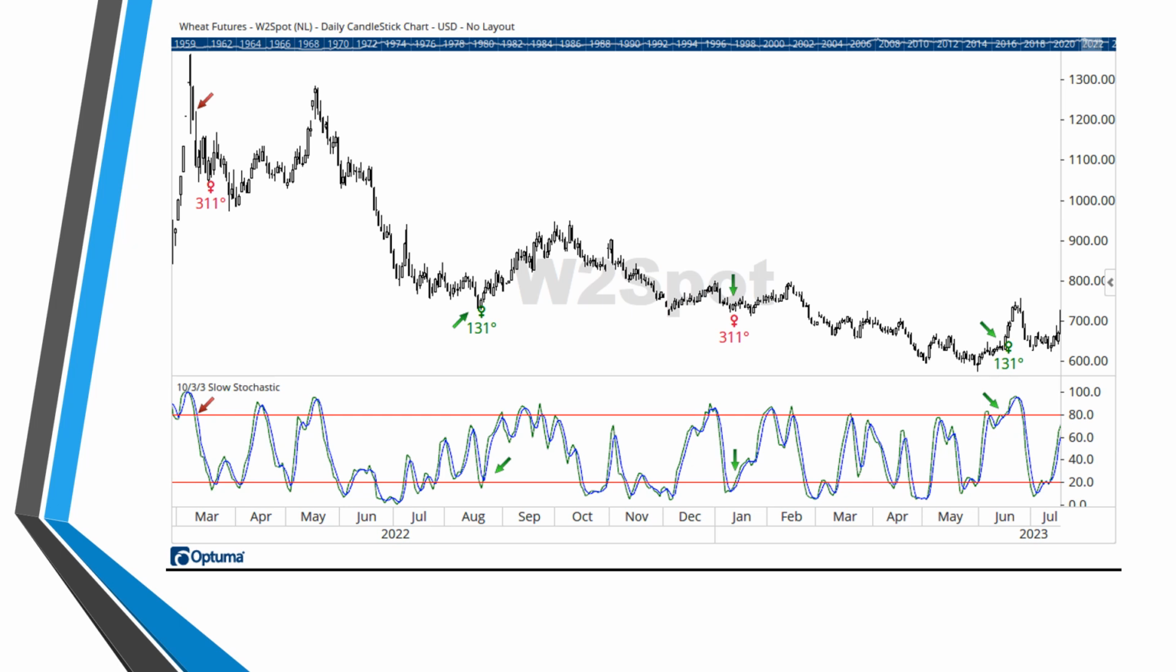Okay, so here's wheat futures. Now, I'm going to draw your attention to the left-hand side of the chart. I've got Venus over here at 311 degrees. You'll notice that the price of wheat, now this is March of 2022, and so we've got the Russian invasion of Ukraine going on, and there's a lot of concern about, are the exports of wheat from Ukraine going to make it out of the country onto the world markets?